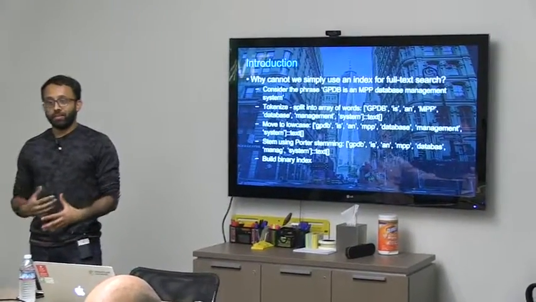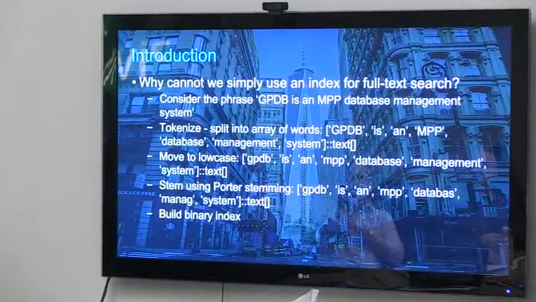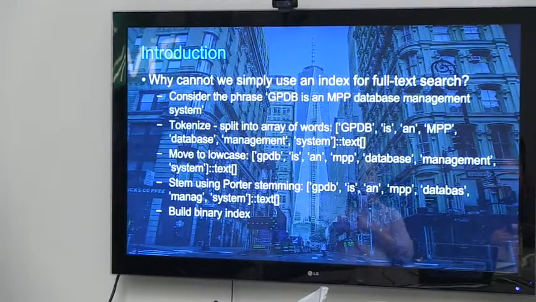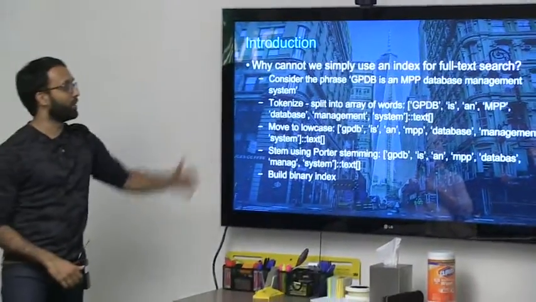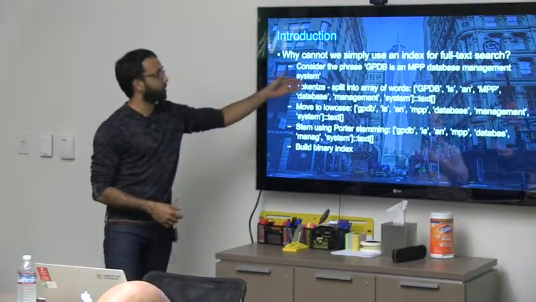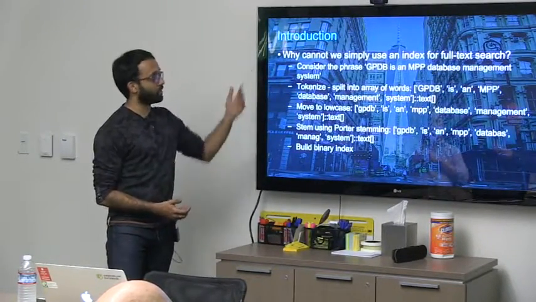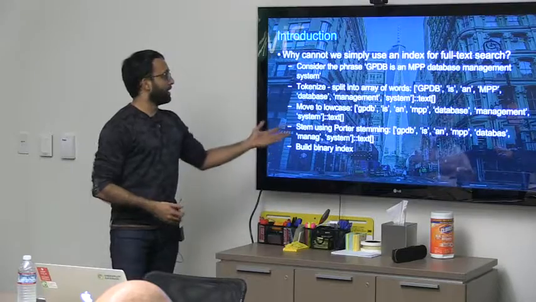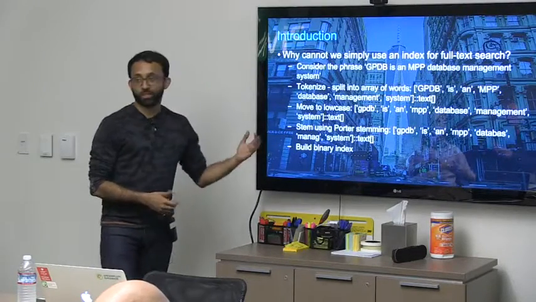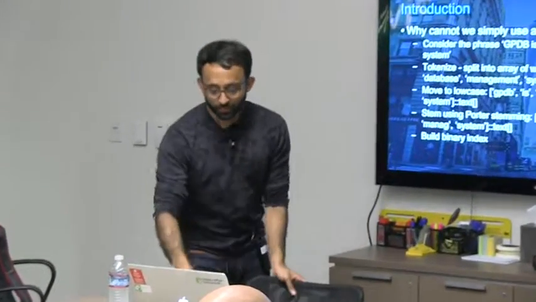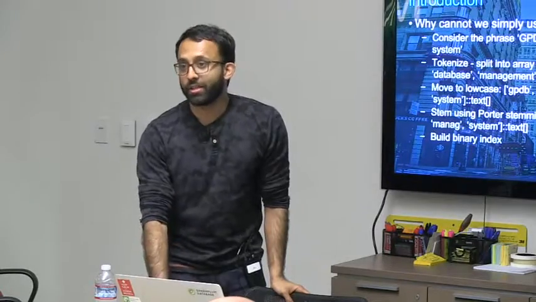You guys are familiar with GPDB and SQL databases, and they do have this concept of indexes, but why can't we use a basic index for full text search? So let's take a look at this phrase. GPDB is an MPP database management system. The first thing you would do with an index is tokenize it, split it into an array of words, in this case with the white space tokenizer. You move it all to lowercase, so you're normalizing the data. And then finally, you can stem it using Porter stemming or any other algorithm that you might want. And on top of that, you start building your binary index. Or in another case, you can use a GIN index as well.